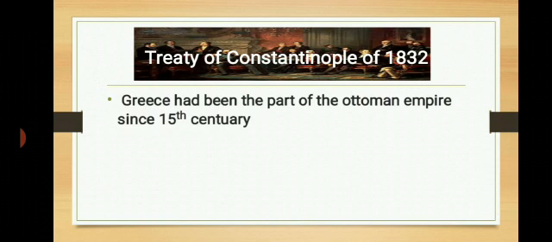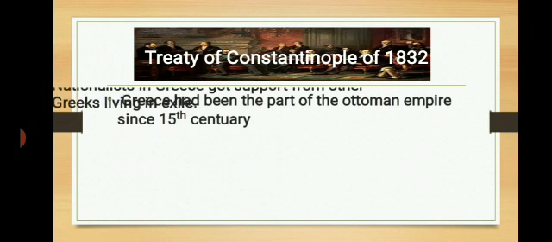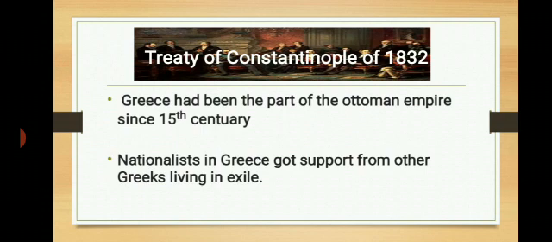is related to the Arabian people, and that area is mostly the modern countries in the group of Arabian countries known as the Ottoman Empire. Nationalists in Greece got support from other Greeks living in exile, and the growth of revolutionary nationalism in Europe sparked off a struggle for independence among the Greeks, which began in 1821.